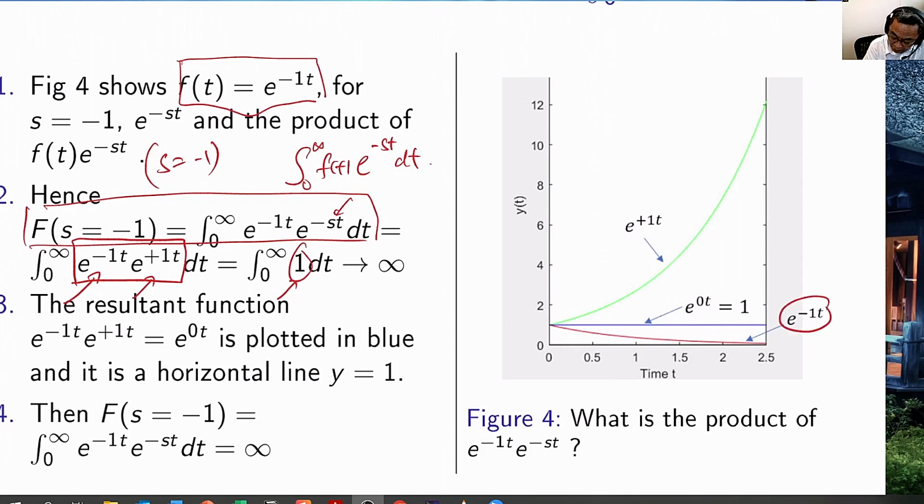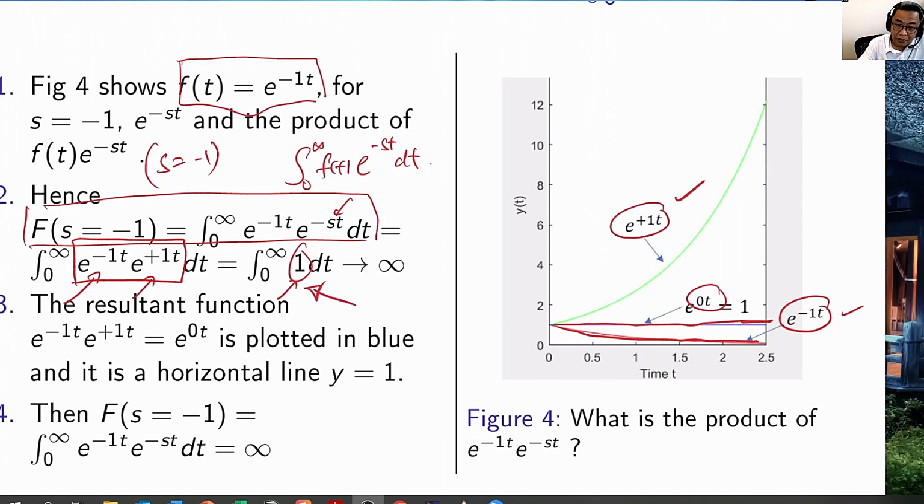This is e to the minus 1t here. It decays as time goes from 0 to positive infinity. What about e to the plus 1t? As time goes to infinity, it actually becomes larger and larger. But when they multiply with each other, e to the plus 1t and e to the minus 1t, they become e to the power 0t. So this is a function that is 1 continuously.